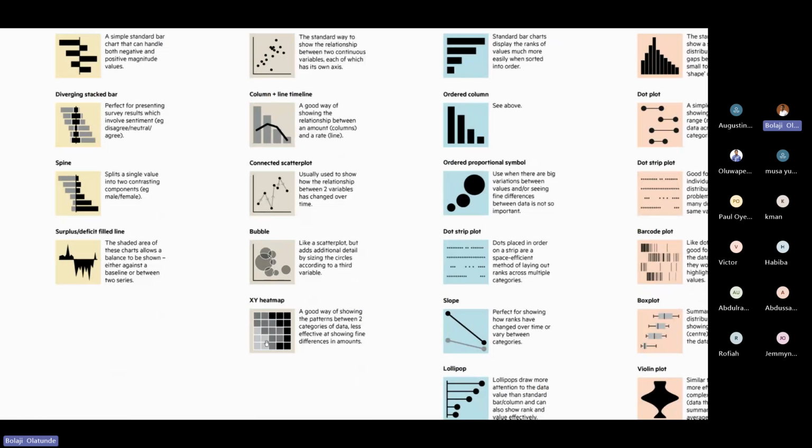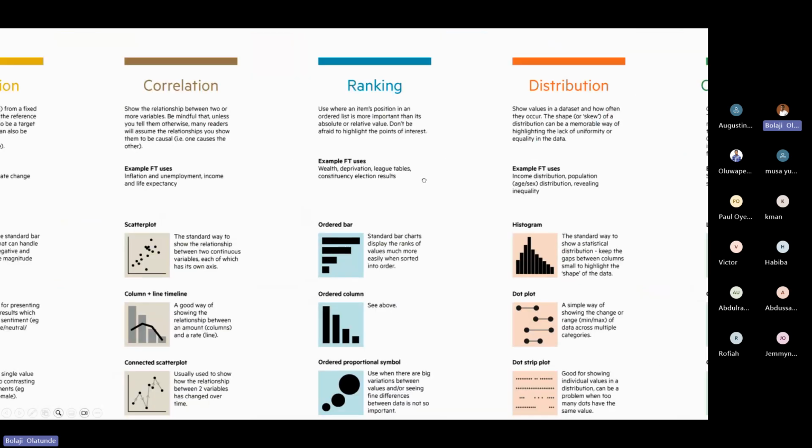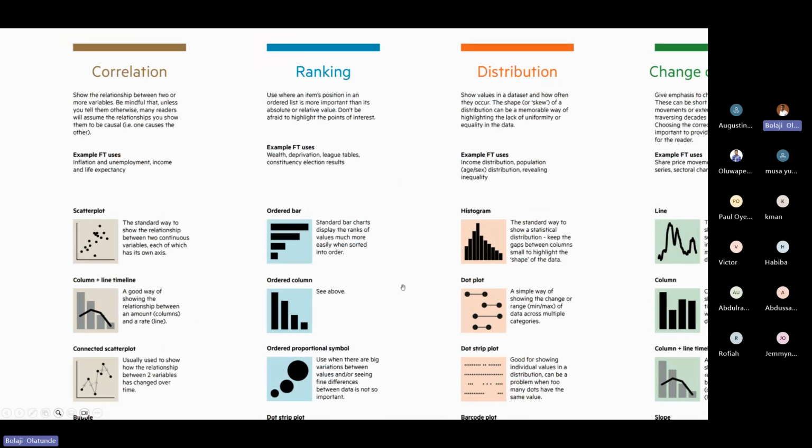If you think about what the heat map does, you have something on the rows, you have something on the bottom. Yeah, a heat map is one way to also show correlation, right? So that's correlation. Let's look at what other things we have here. We have ranking, right? We want to show how things are ordered.